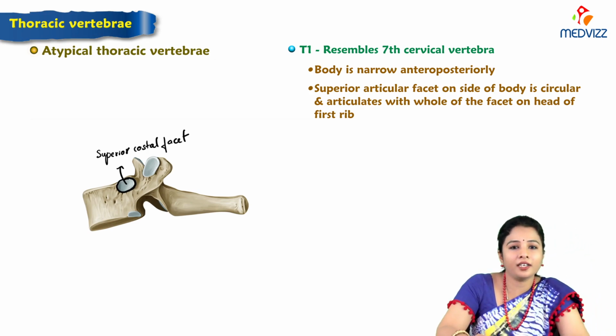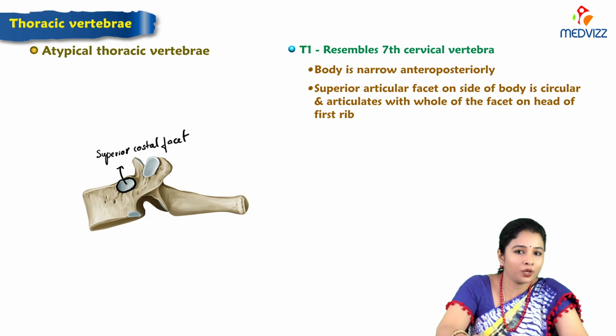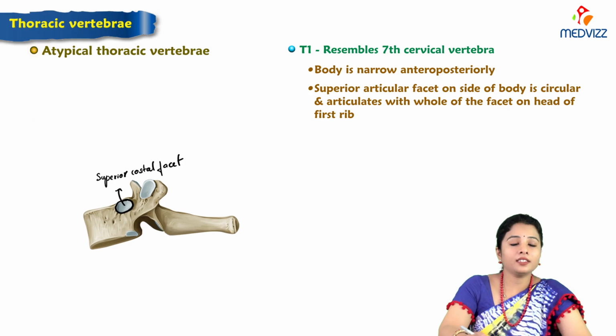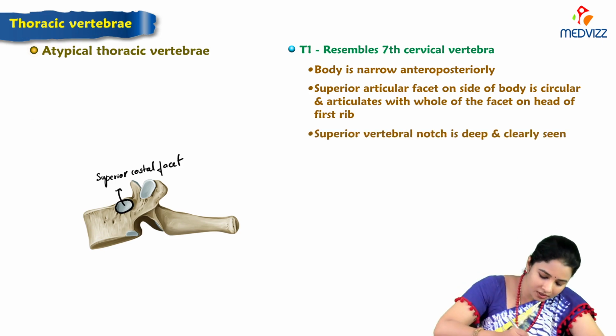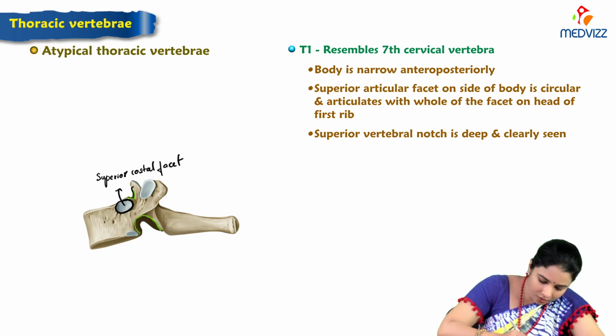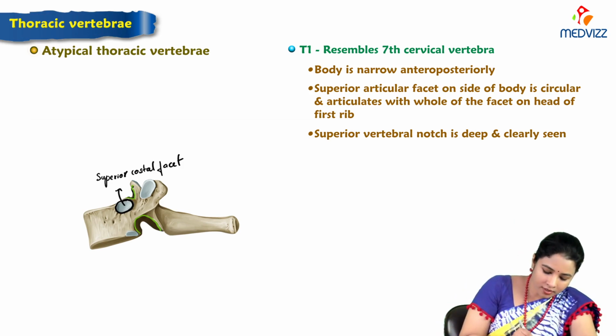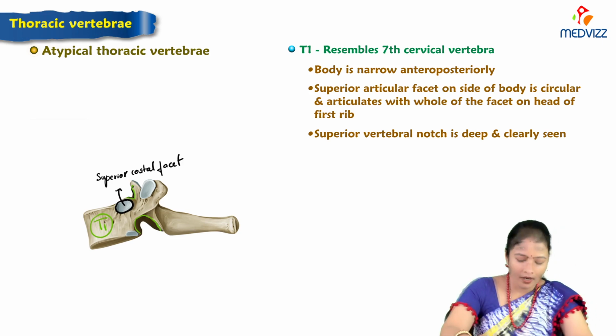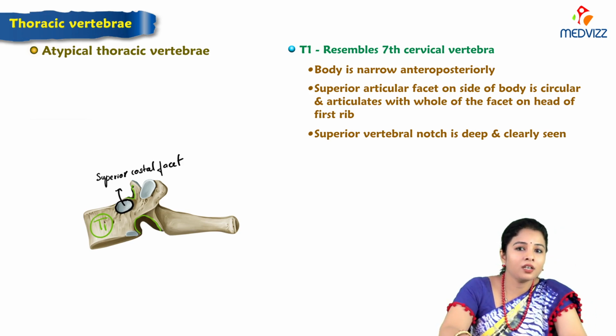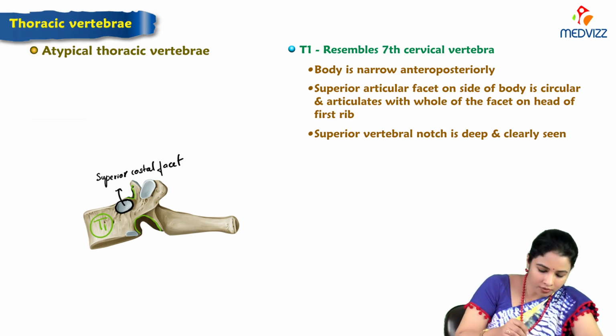So by seeing this you can identify it as the first thoracic vertebra, because this circular facet articulates with the whole facet of the head of the first rib. And the next feature is the superior vertebral notch, which is seen here. This is the superior vertebral notch and here is the inferior vertebral notch. The superior vertebral notch is a little more prominent than in any other thoracic vertebra. And the spinous process of T1 is more prominent and it is horizontal. So it is not oblique, it is horizontal.